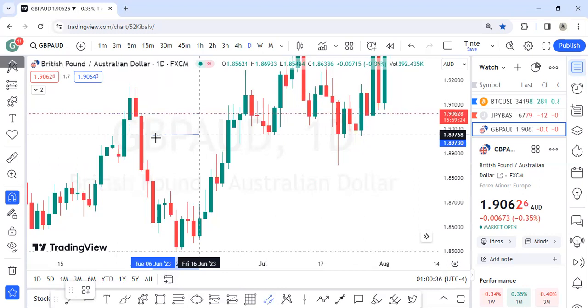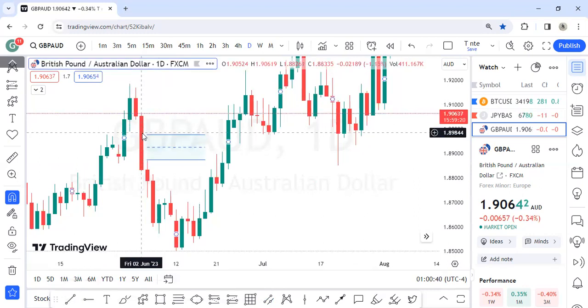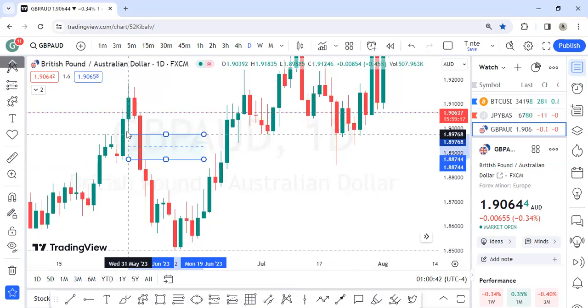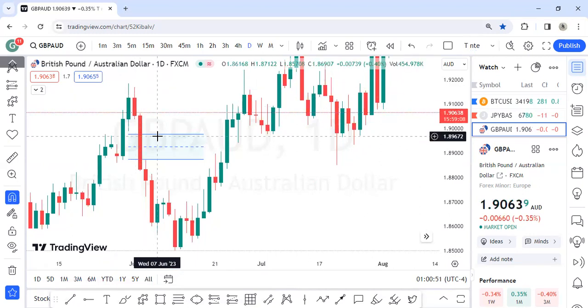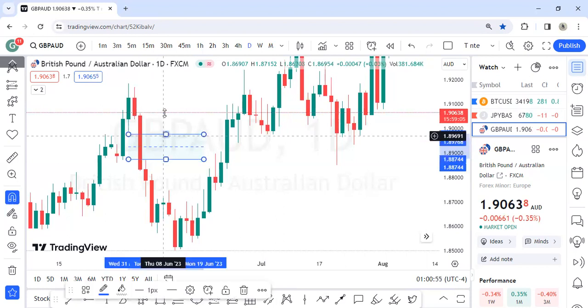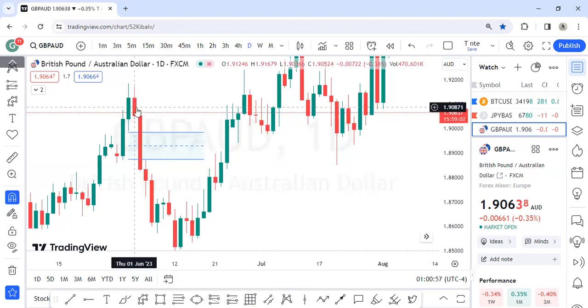Right. This is our imbalance now. Know something: to mark an imbalance correctly, you must always use the highest candle. The reason I'm not using this candle is because it is not the highest candle. For an imbalance, you must use the highest candle to mark it. The law of the highest candle. Not this one, because this is an inside candle. So the imbalance is between this highest candle and that one.